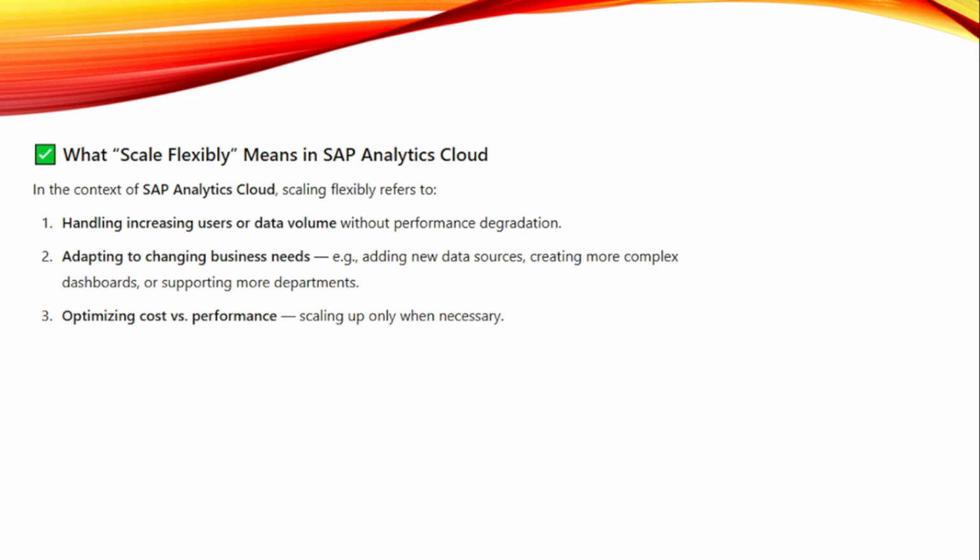The next point is optimizing cost versus performance. Scaling up only when necessary. It means that SAP Analytics Cloud only scales up when necessary, because all the features are available. But if we want any particular optional feature, we can adopt it. But it's not necessary to adopt all the features of SAP Analytics Cloud.